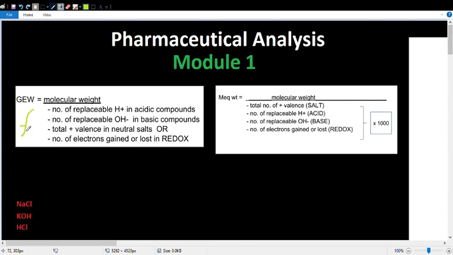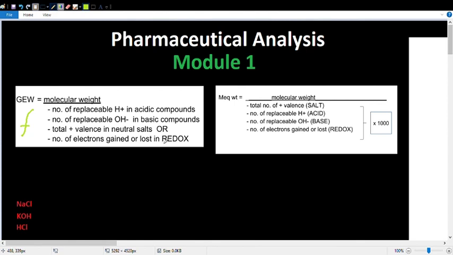So what is that something? These are the factors. The factor has four possibilities: the number of replaceable hydrogen in acidic compounds, the number of replaceable OH groups in basic compounds, the total positive valence in neutral salts, or the electrons gained or lost in redox. The factor seems difficult, but how do we make it basic and easy? We identify the compound: is it an acid, a base, a salt or neutral salt, or is it involved in a redox reaction? That's all, guys.